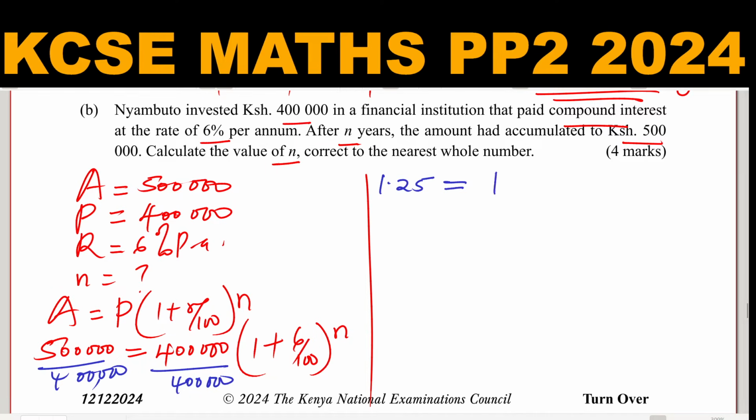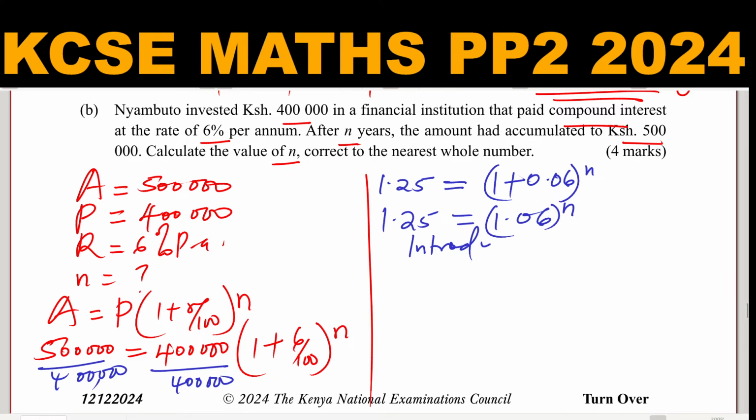is equal to 1 plus 0.06 raised to the power n. So 1.25 is equal to 1.06 raised to the power n. In order to make n the subject of the formula, we're going to introduce logarithms on both sides.